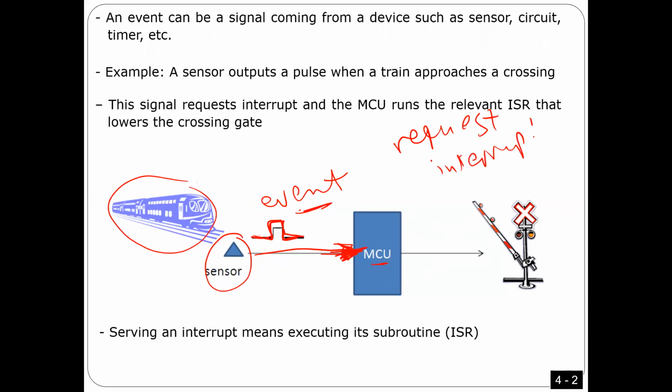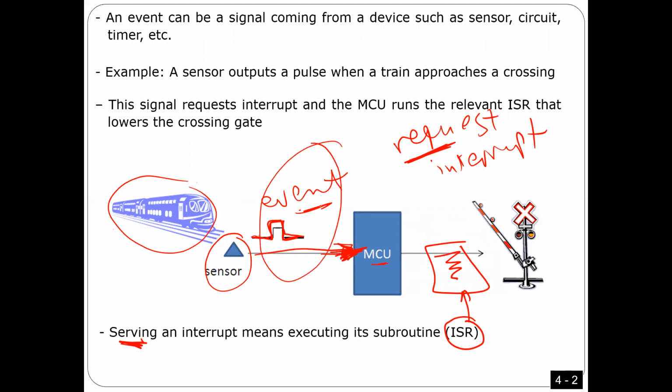Okay. And this is the expression we use: we use the expression request, you request an interrupt. And then when you request an interrupt and I go execute the interrupt subroutine of this interrupt, we use the term serve the interrupt, okay? So an event is gonna request the interrupt, and then when you execute the subroutine, we say we serve the interrupt, okay?